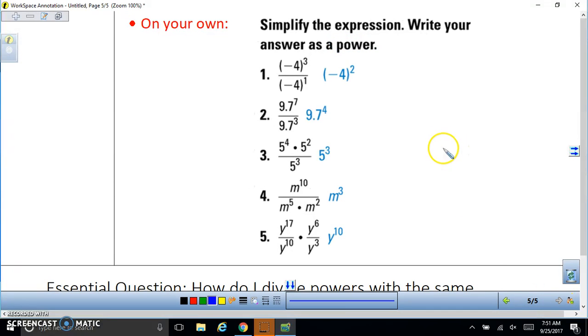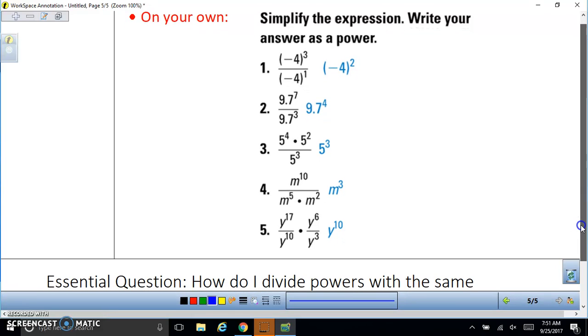Now, here's what you should have got. You should have got the exponent of 2 because 3 minus 1 is 2. 7 minus 3 is 4. 4 plus 2 is 6. And then 6 minus 3 is 3. 5 plus 2 is 7. And then 10 minus 7 is 3. 17 plus 6 is 23. And then 23 minus 13 is 10.